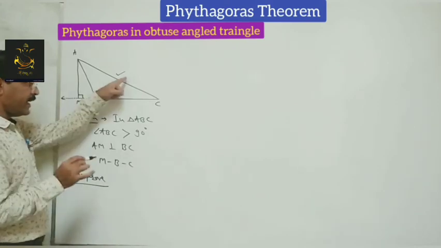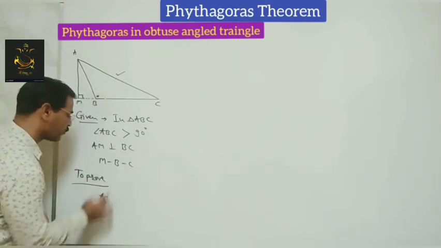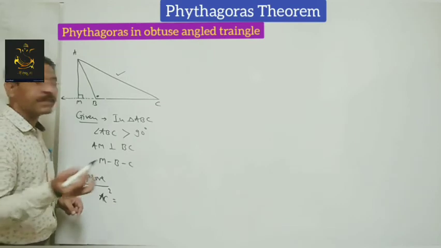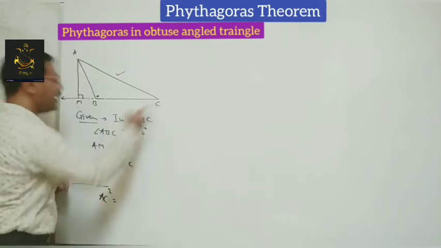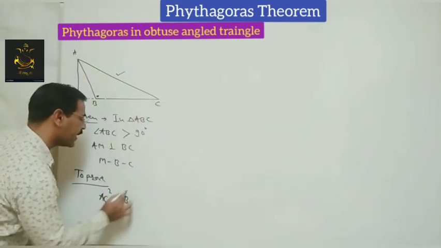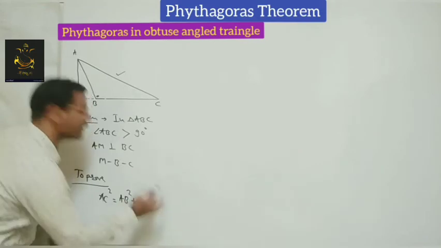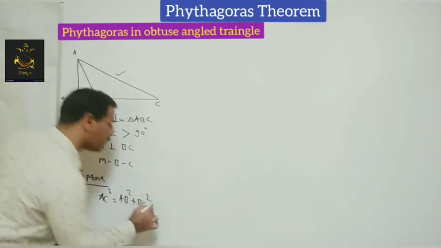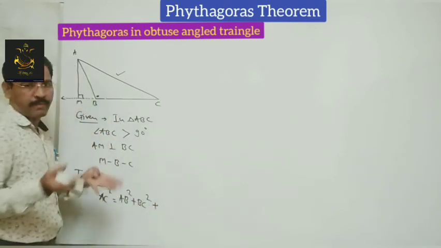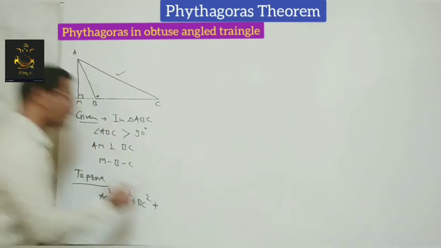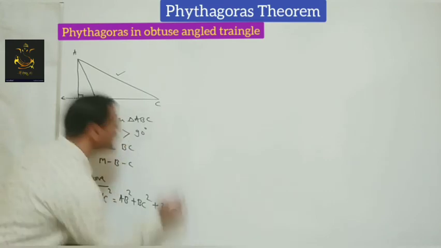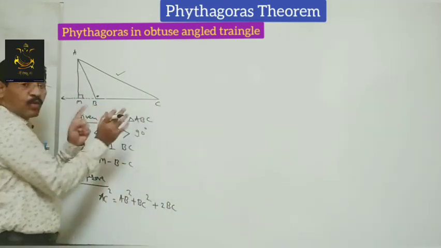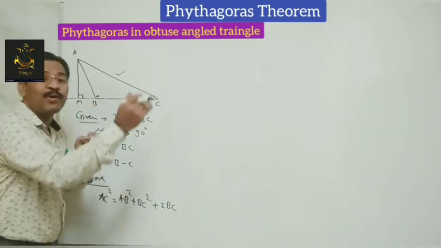What is that? AC square. AC square is equal to the remaining two sides, which means AB and BC. We'll write here AB square plus BC square. In that acute angle triangle, we wrote minus, here we write plus. It is only a trick to remember. So, plus twice of base, which is BC only. Now, which is that remote part of that base?